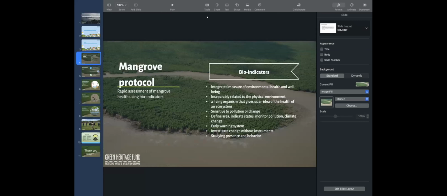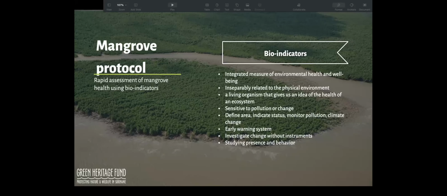Yes, this one. So we look at the bioindicators within a mangrove area. A bioindicator can be a living organism that gives us an idea of the health of an ecosystem, because they're usually very sensitive to pollution or change, and they can therefore indicate the status of an area and even climate change. These organisms that we observe can serve as an integrated measure of environmental health and well-being, because they are inseparably related to their physical environment.